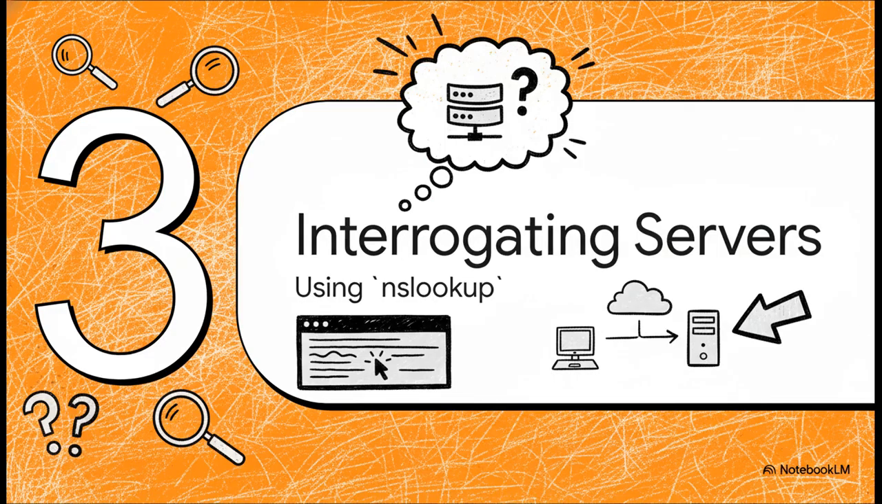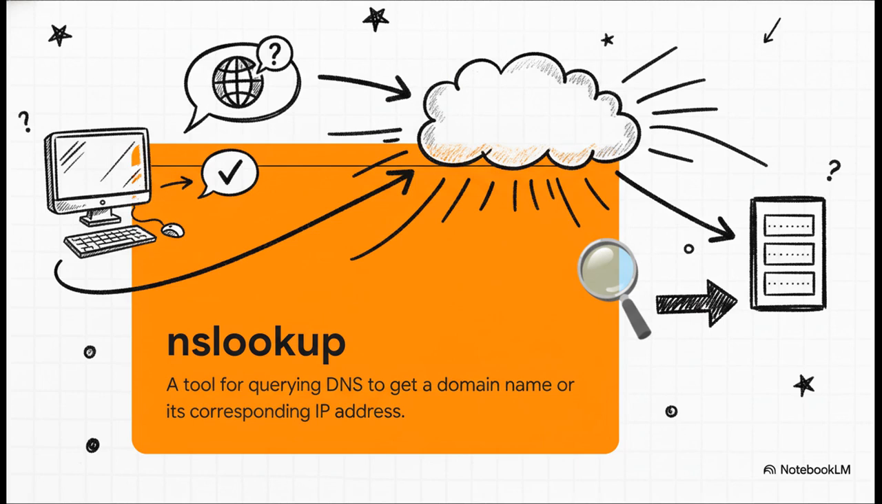All right, so we've cleared the local crime scene. We've wiped away the old fingerprints. Now it's time to interrogate our main witness, the DNS server itself. And for that, we're bringing out the big guns, our main interrogation tool, nslookup. The easiest way to think about nslookup is like a universal translator. You give it a name you understand, like a website, and it gives you back the number, the IP address that computers understand. It's basically us asking the DNS server directly, hey, where do I find this thing?